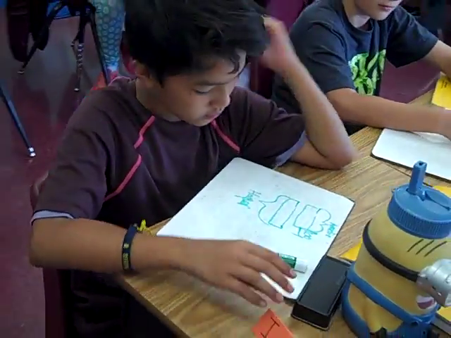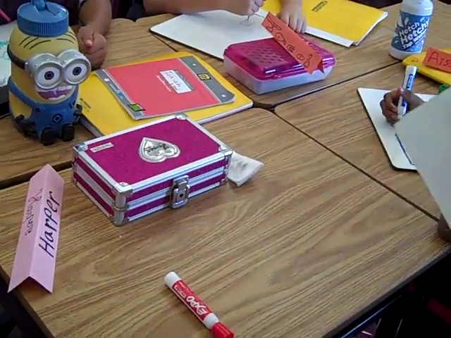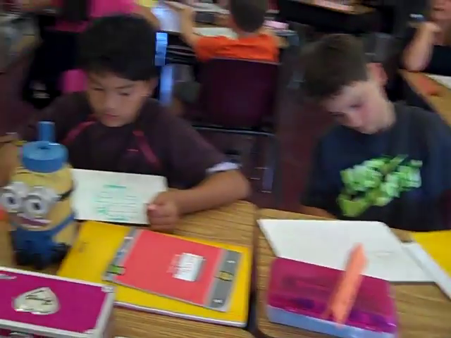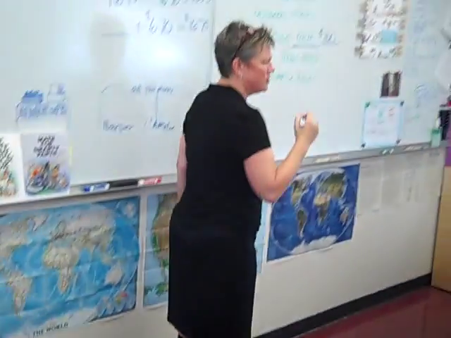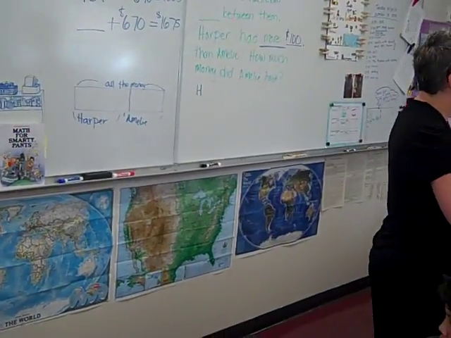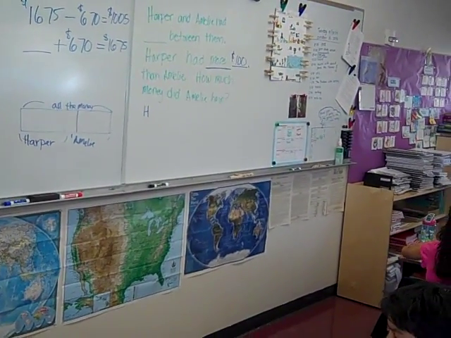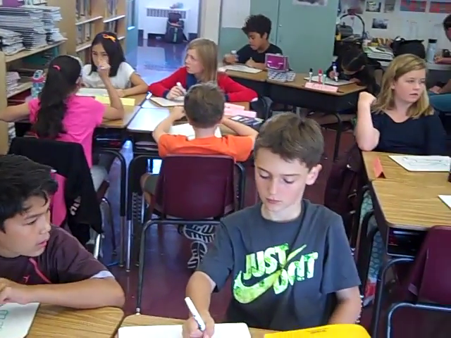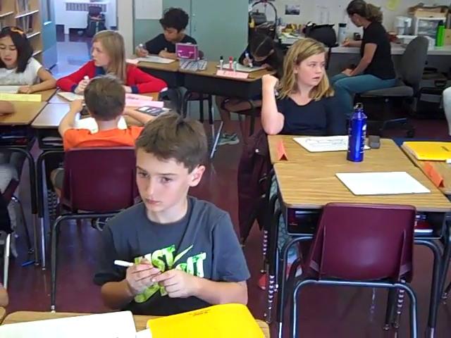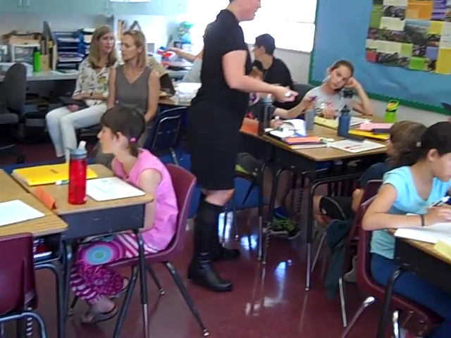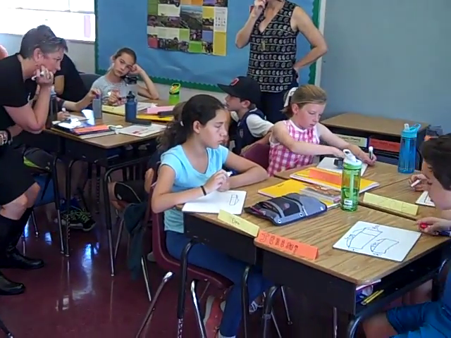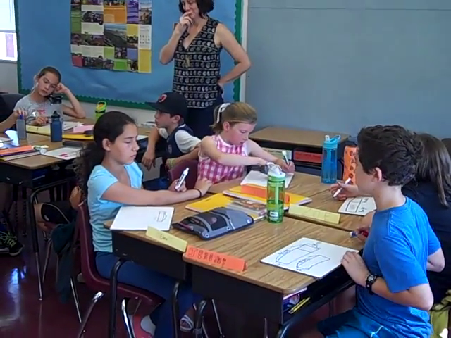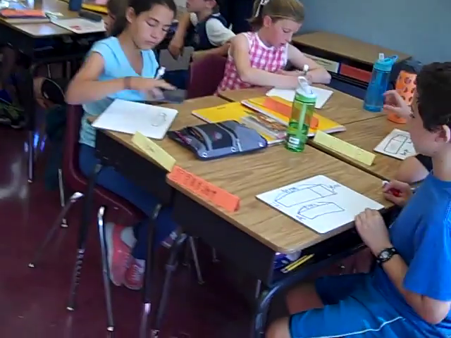If I know Harper's money, what do I know about it? She has more money. She has more than. So what are we doing? Are we putting two things together or are we comparing? Comparing. I hear three people saying we're comparing. Do you know what a comparison bar looks like? Is it 1 or 2? 2.